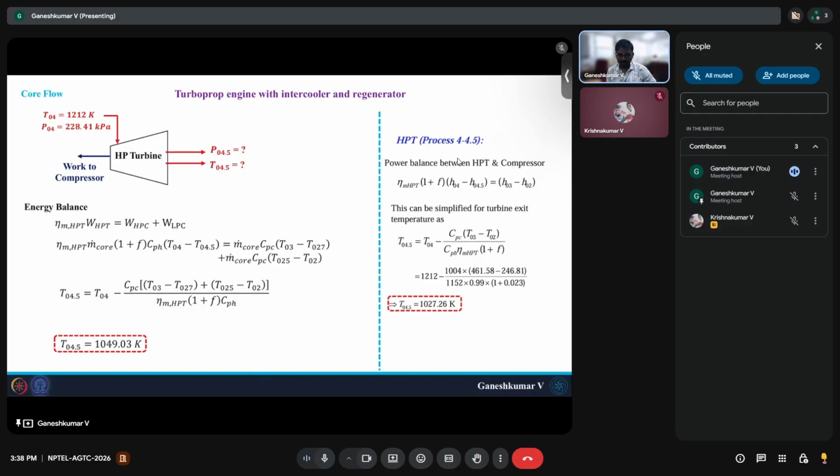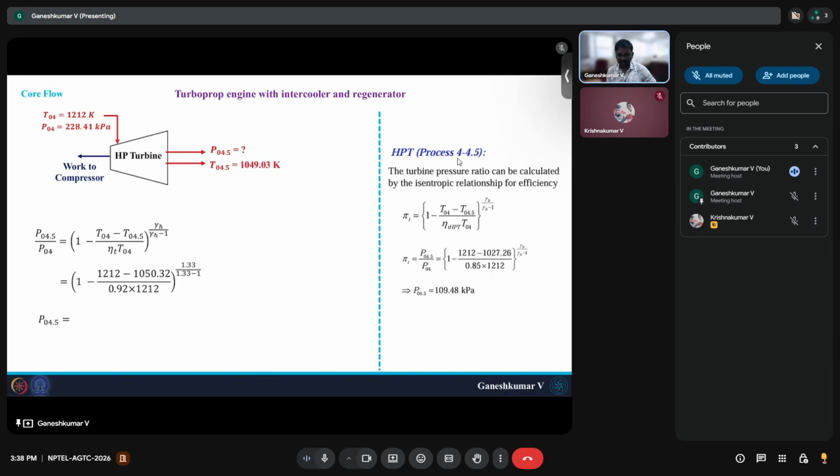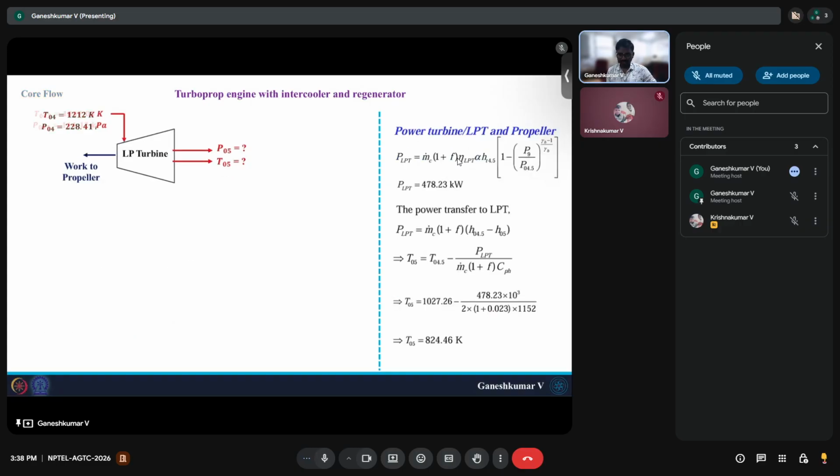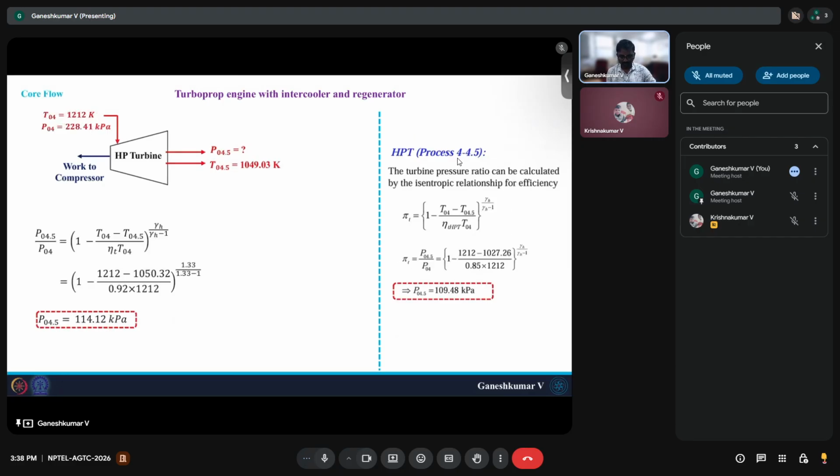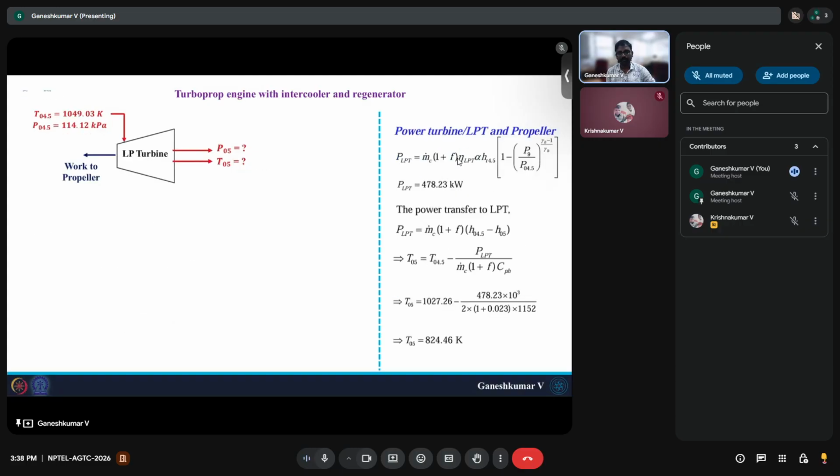All right, so we'll also find P04.5, which is from the turbine efficiency. That will give you 114.12 kilopascal. Again, we did not expand it much because that is enough to drive both the compressors. So once we know the pressure and temperature at the exit of the HP turbine, now you can proceed with the calculations of the power turbine or LP turbine, and that is going to drive the propeller.